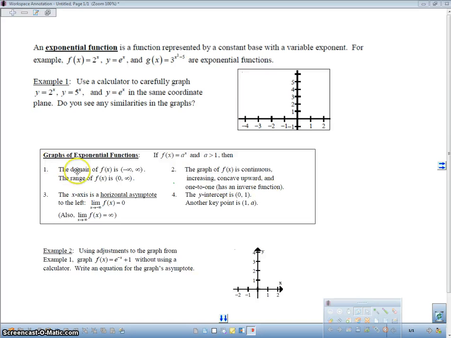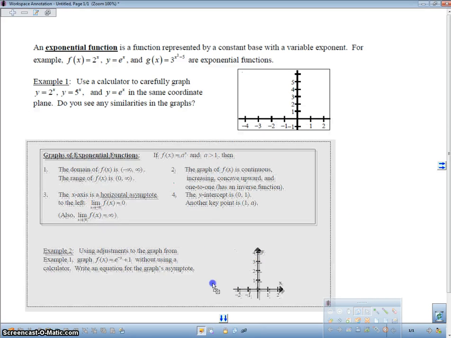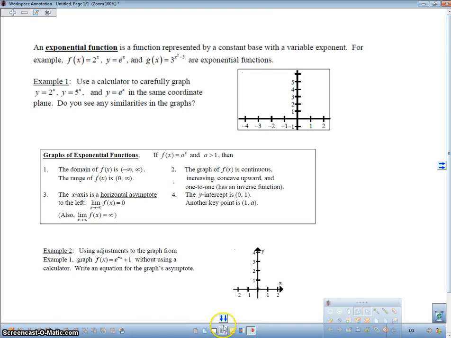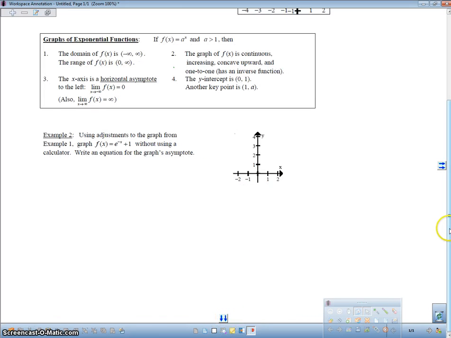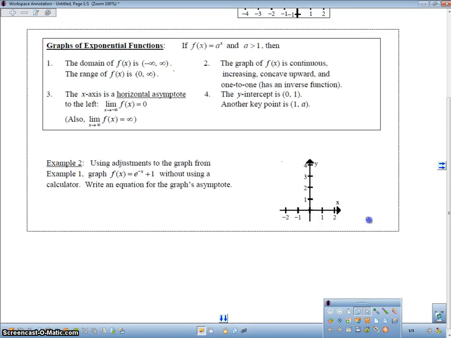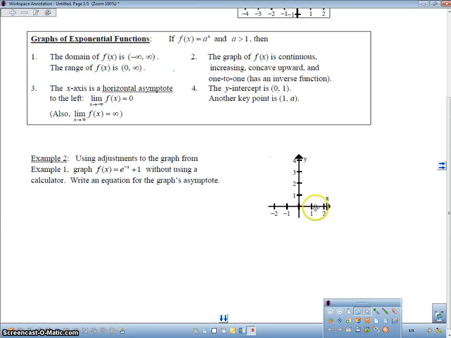So let's see what we got. In general, this is true for an exponential function in the form of a to the x. So let's take a look at this and see if we can graph this without using a calculator. Let me make this bigger here. We zoom in a little bit.